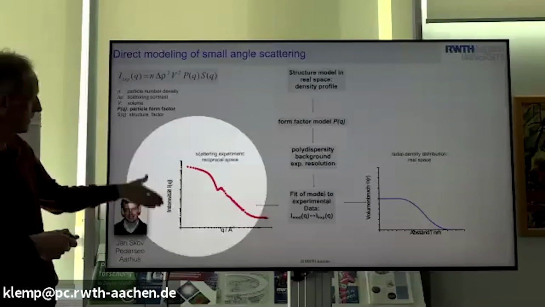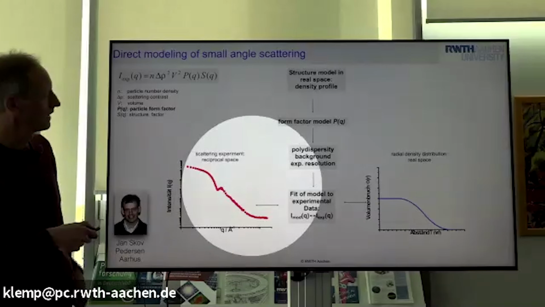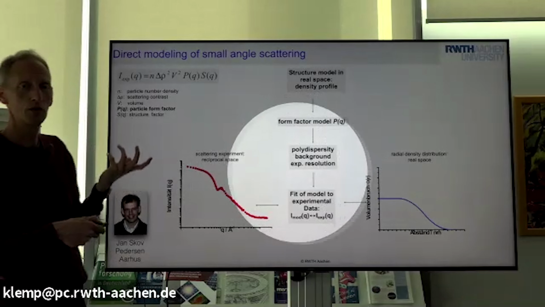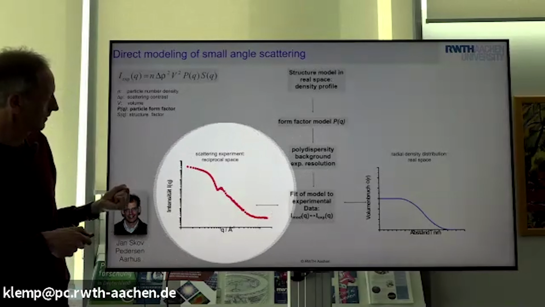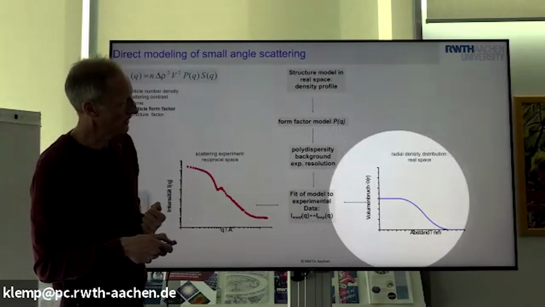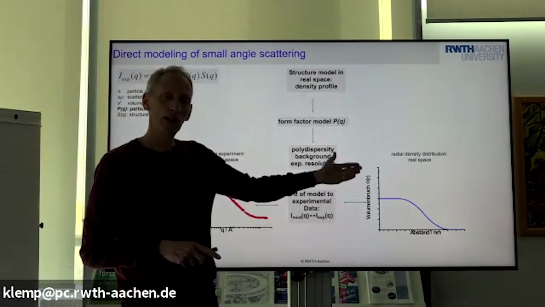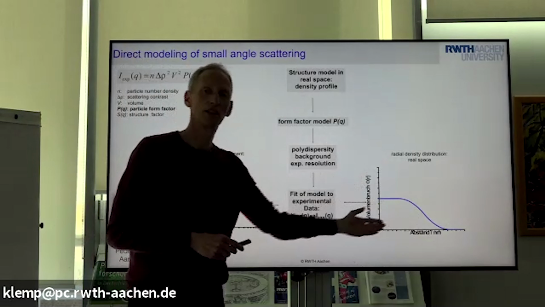Here we have the scattering data, scattering intensity as a function of scattering vector or scattering angle. Now we do this by taking into account the polydispersity and also the resolution of the instrument. And then when we fit the data with a model, what we get is what we call the density profile. So this gives us the volume fraction of polymer segments as a function of the distance from the center of the particle.